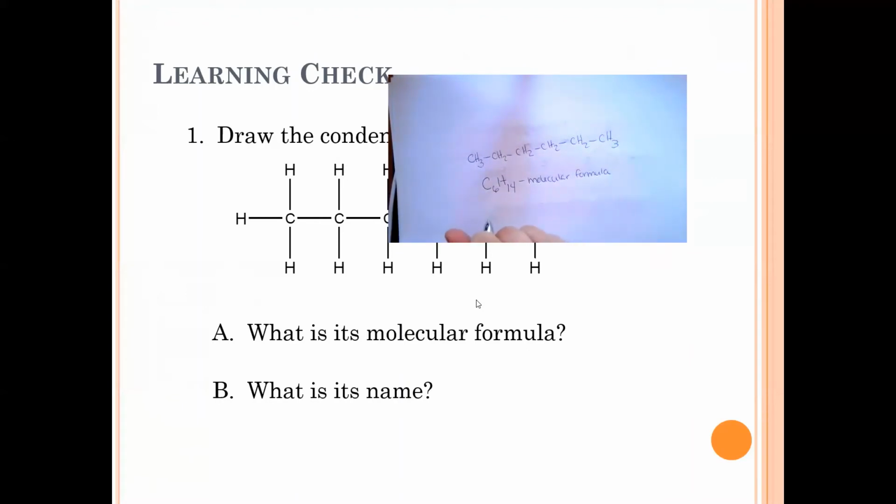And now we're going to get into what the name is. So the name here for anything that is 6 carbons long is hex. And because it is all single bonds, this becomes ANE. Hexane is the name.